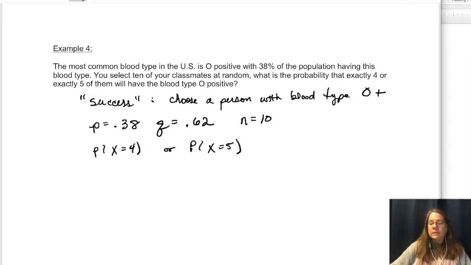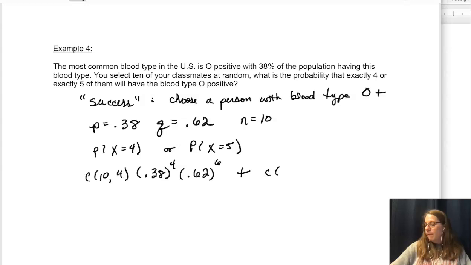For exactly 4 successes, out of your 10 classmates, you are going to choose 4 to be classified as success. The probability of success is 0.38, and this happens 4 times, so we raise it to the 4th power. The probability we do not have a success is 0.62, and this will happen for 6 people. Or we could have exactly 5 successes. Combination of 10 choose 5 times 0.38 to the 5th times 0.62 to the 5th.